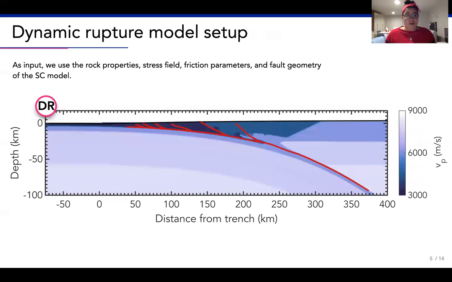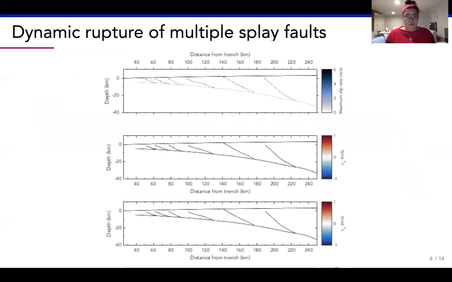And these then go into our dynamic rupture model setup, which completely consists of input from the geodynamic seismic cycle setup. So we use the rock properties, the stress field, friction parameters, and the fault geometry as input from the seismic cycle model. And we have our little 6 splay faults, plotting p-wave velocity here. So what happens then if we run this model? Well, I'm going to show you a little video.